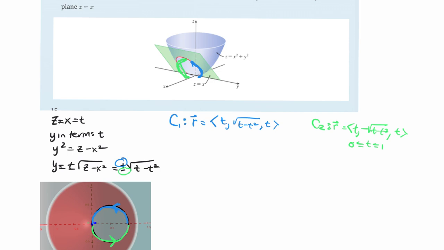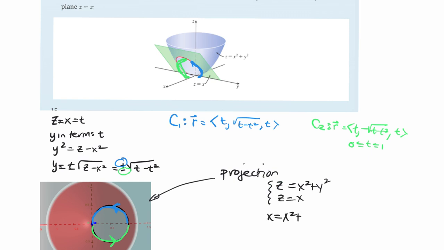So I'm going to take a minute to sidetrack here and talk about what that projection is, because whether we do this directly or using Stokes' theorem, we're going to need to know that. For the projection in the XY plane, we take our two surfaces and eliminate z. So I have z equals x squared plus y squared, and z equals x. I'll substitute and get x equals x squared plus y squared.